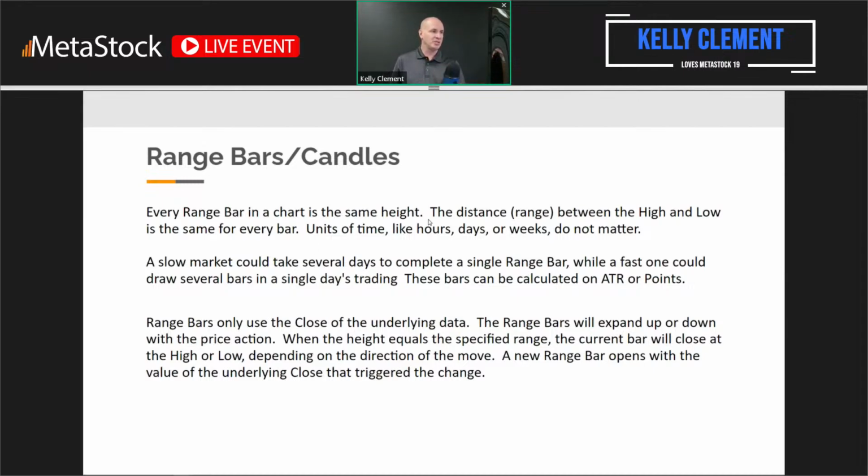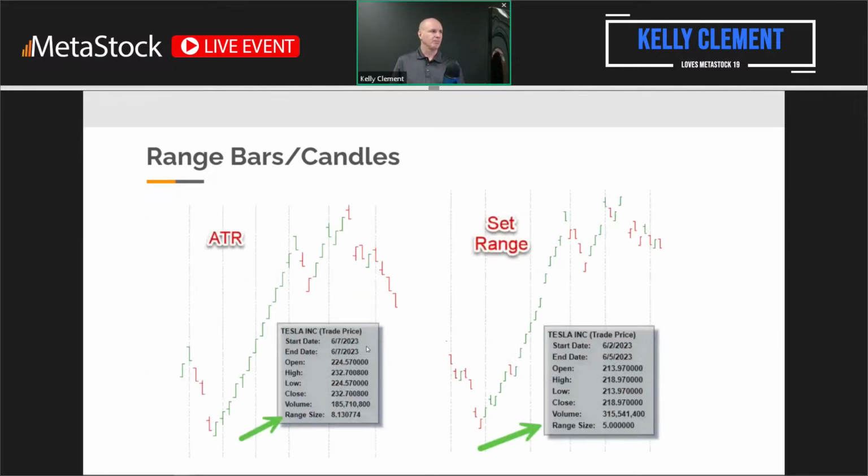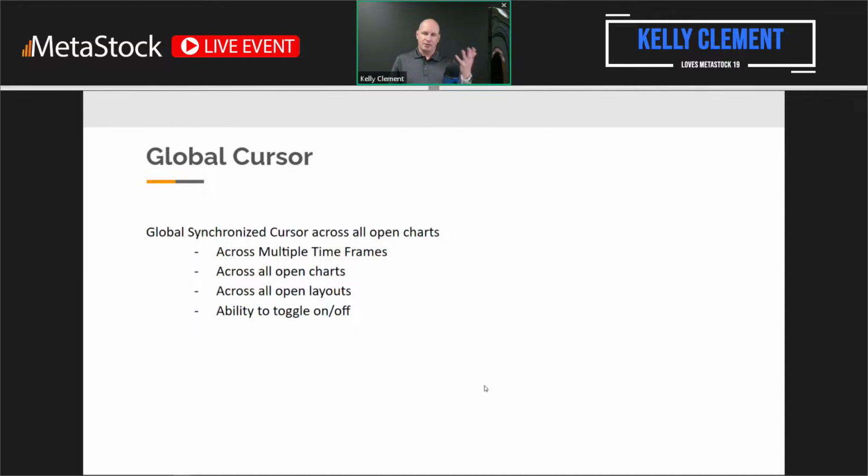So you can see here, every range bar is the same height, so they're always going to be the same height. The distance range between the high and low is the same for every bar. Time doesn't matter. A slow market could take several days, as we talked about, while in fast ones you could have several in the same bar. Range bars only use the close of the underlying data, and then they'll expand up or down with the price action. Okay. So here are our different examples of ATR versus a set range, and so on. So it's a great way to look at some different charting styles here.